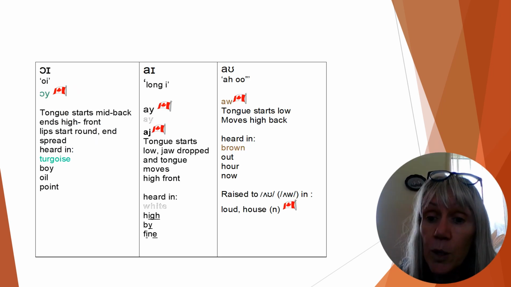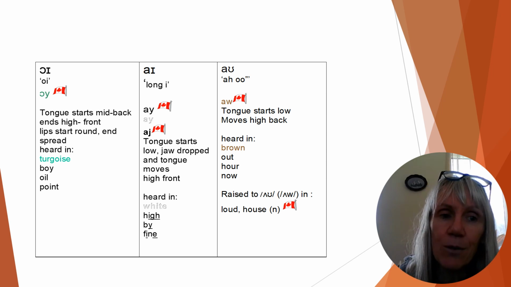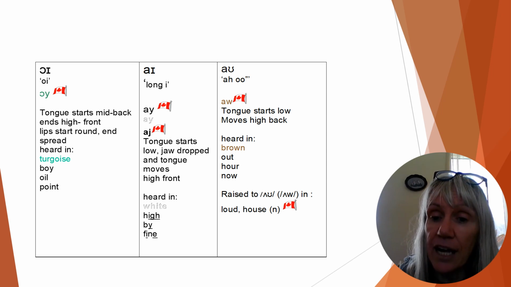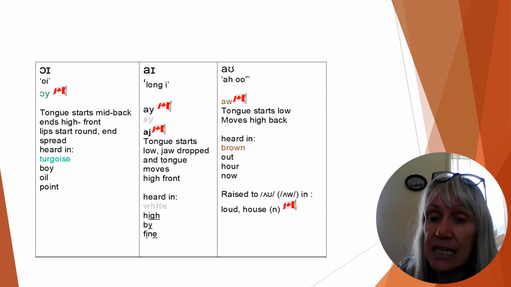Moving on to some more diphthongs. Again, please pause this video at any time and check out the pronunciation in the IPA sound chart. Now we're at an upside down C or a backward C and an uppercase I looking symbol. It could also be OI. And in Canada we have C, that upside down C, and a Y. Okay. Tongue starts mid-back, ends high front, lips start round and spread.